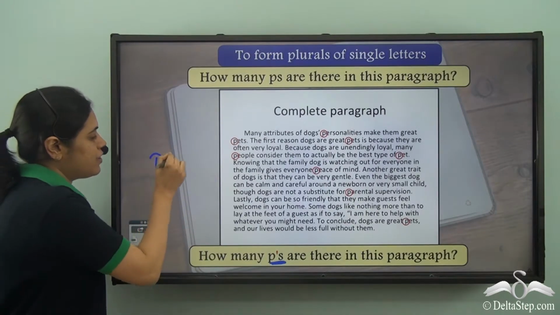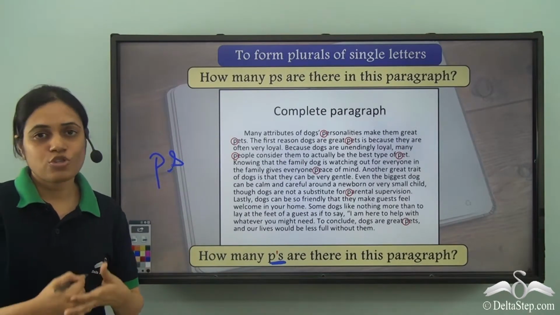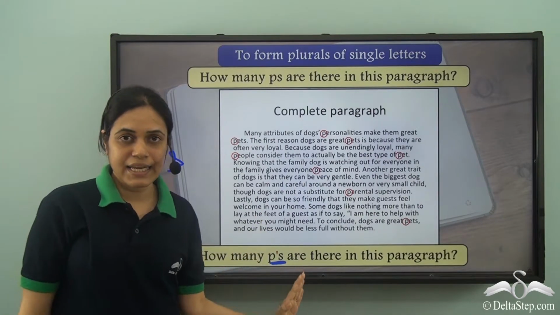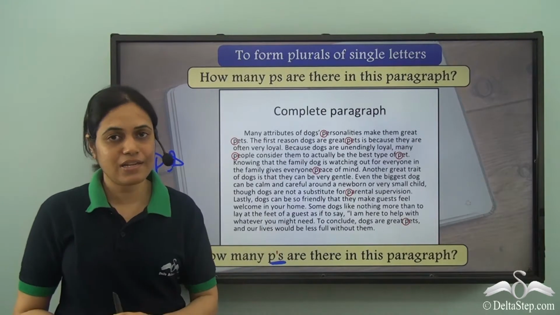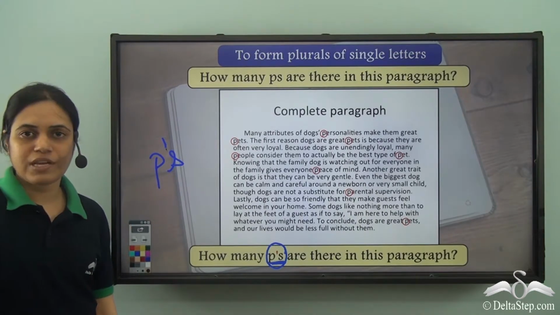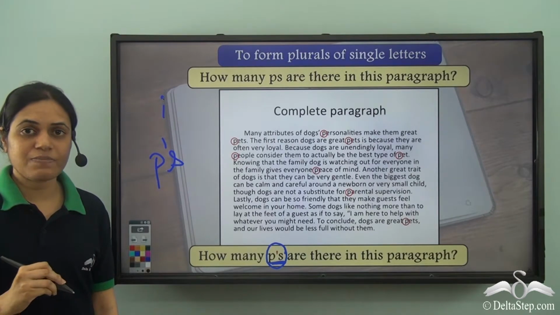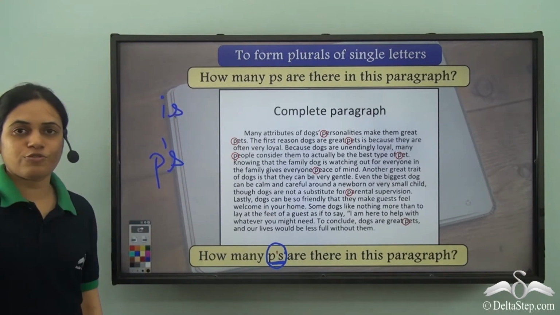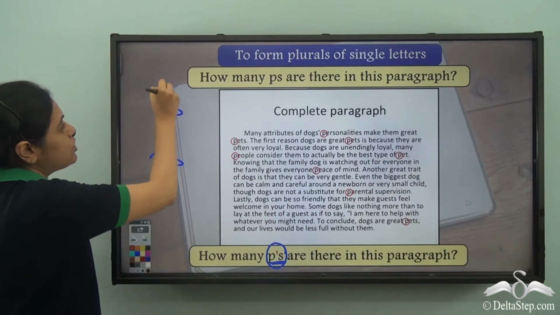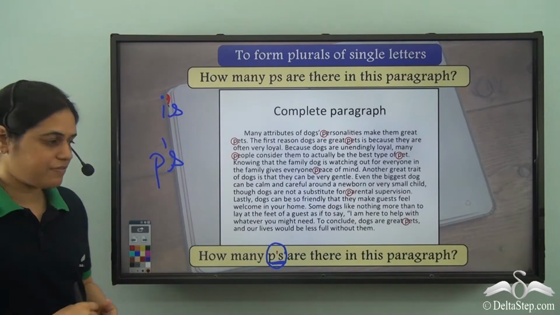If I don't give this apostrophe, there is no difference between this and this word. So it might be mistaken as some other word. So in order to indicate that I mean the plural of P, I use an apostrophe S. So if there was I, how many I's are there in this paragraph? If I don't write an apostrophe, it becomes is, which is a word. So in order to remove the confusion, I put an apostrophe.